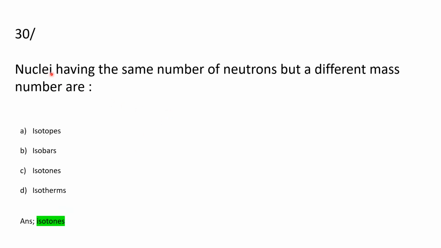Then nuclei having the same number of neutrons but a different mass number are, options are isotopes, isobars, isotones and isotopes. And the nuclei having the same number of neutrons are called isotones.